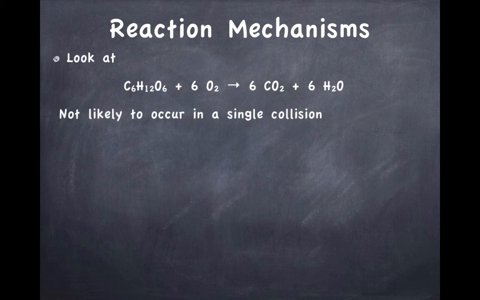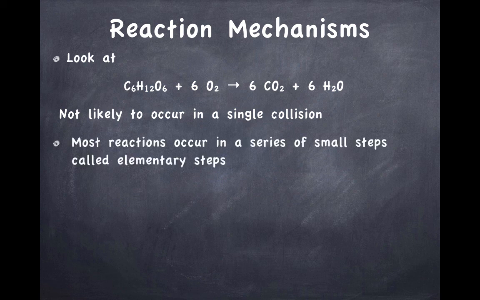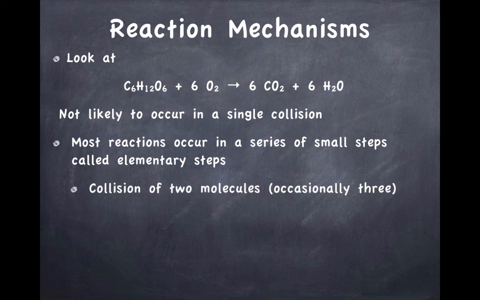Now this really is not likely to occur in a single collision. We would need to have the glucose molecule and all 6 oxygen molecules collide with the proper energy, with the proper geometry for all 7 of those things. So the likelihood is just really low, and if our lives depended on that collision happening, we probably would not be alive. So instead what happens is generally a series of small steps, simple two-bodied collisions, and we call these small steps elementary steps. So we generally have 2 molecules colliding.